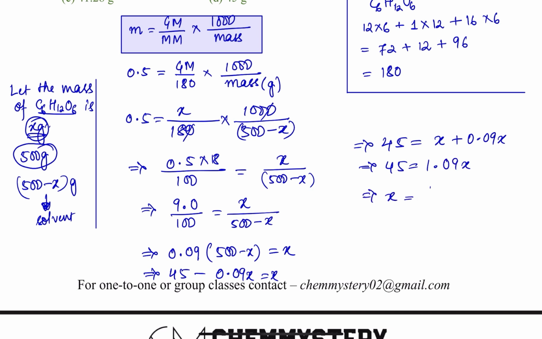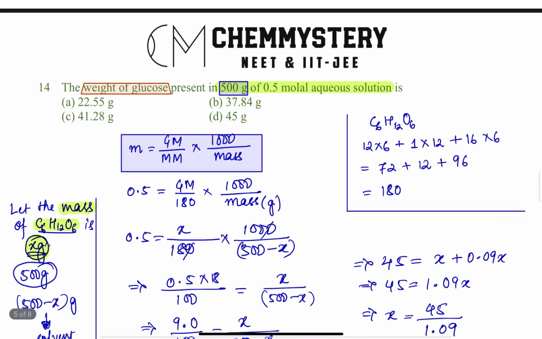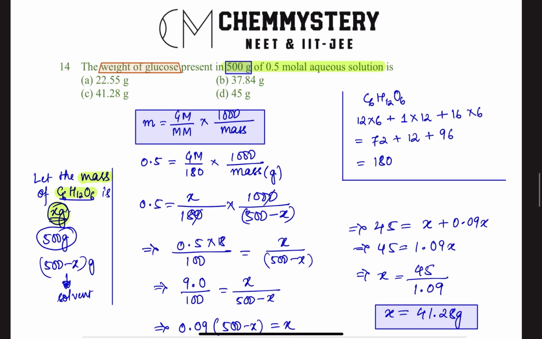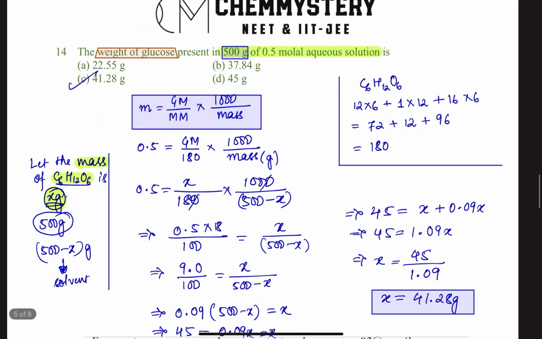So X will be equal to what? 45 divided by 1.09. So finally the X value I'll get as 41.28 gram. This is the X value. What did I take X as? X is nothing but the mass of the solute. What was the question? Weight of the glucose. Glucose is the solute. So X is 41.28, that will be your answer. So your answer is C, 41.28. Done? Simple calculation. So please don't get confused.